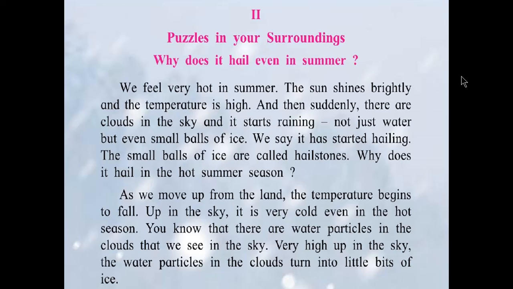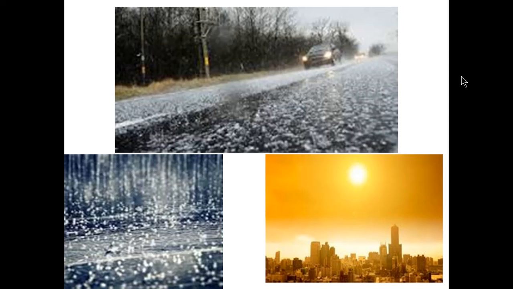As we move up from the land, the temperature begins to fall. Up in the sky, it is very cold even in the hot season. You know that there are water particles in the clouds that we see in the sky. Very high up in the sky, the water particles in the clouds turn into little bits of ice. Now, children, these are hailstones.